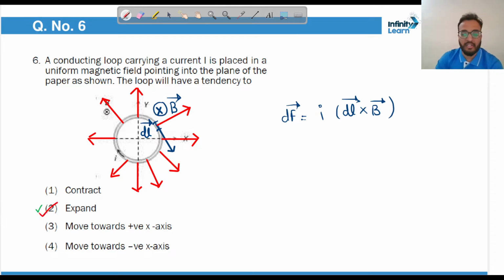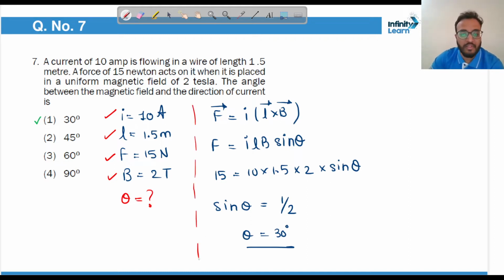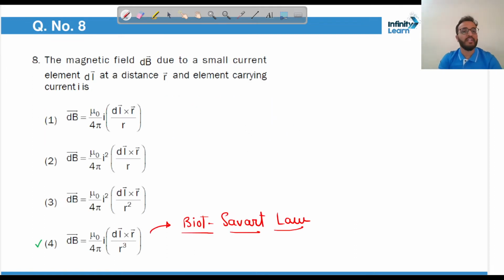Second option is correct. Now, a current of 10 ampere is flowing in a wire of length 1.5 meter. So current is given, length is given, the force acting on the wire is given, and the magnetic field is given. What they are asking is theta. Very simple. Use the formula: vector F is I times vector L cross vector B, or ILB sin theta. Put all the values and get the answer, right? So theta comes out to be 30 degrees. Very simple question. No need to worry.